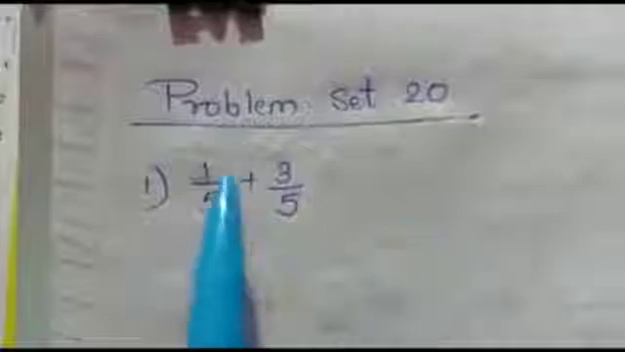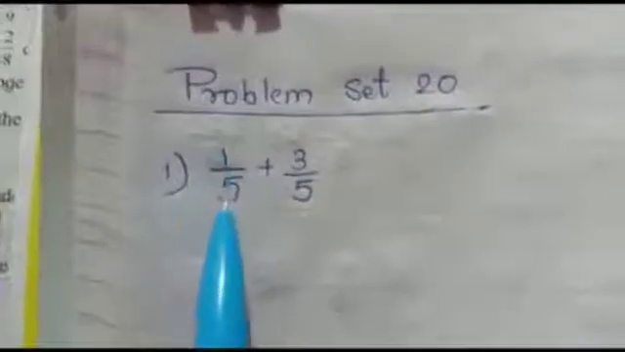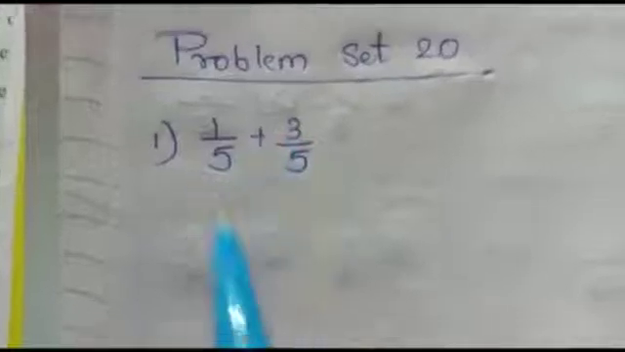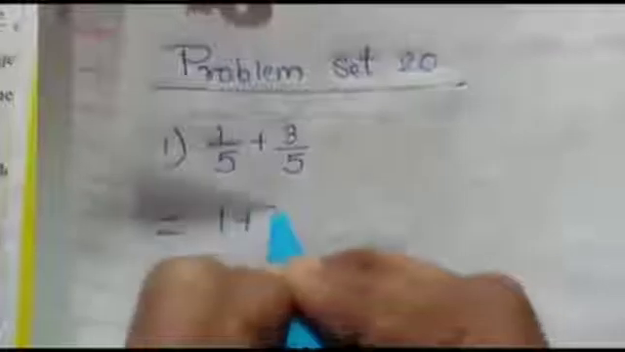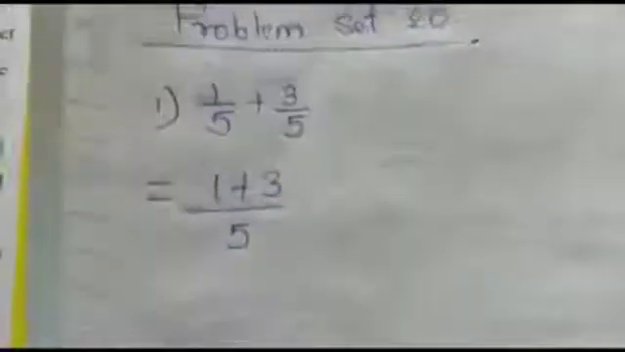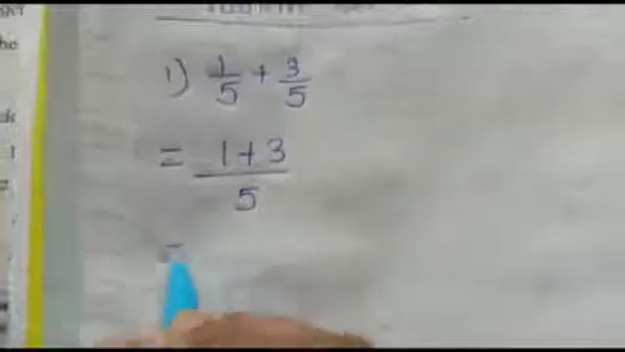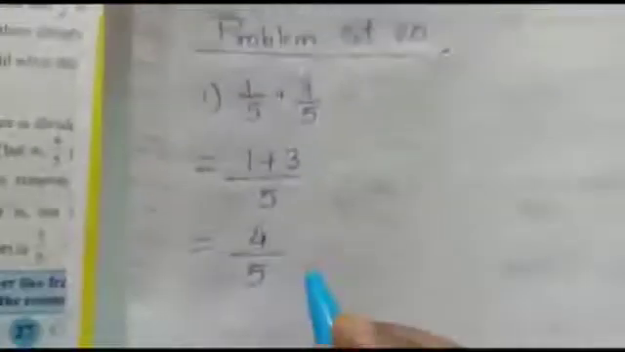Now students, we are going to solve problem set 20. Okay, in that the first one is 1 upon 5 plus 3 upon 5. So these are like fractions. So that is 1 plus 3 upon 5. The denominator will be common. Therefore the answer is 1 plus 3 is 4 upon 5. So the final answer is 4 upon 5.